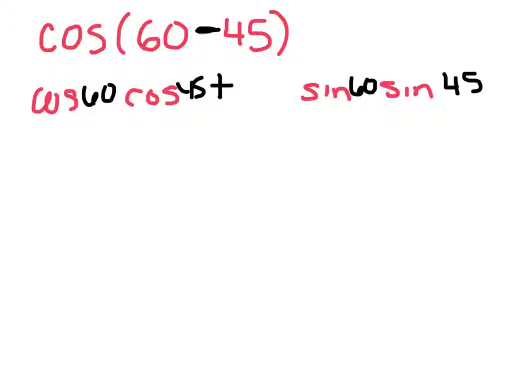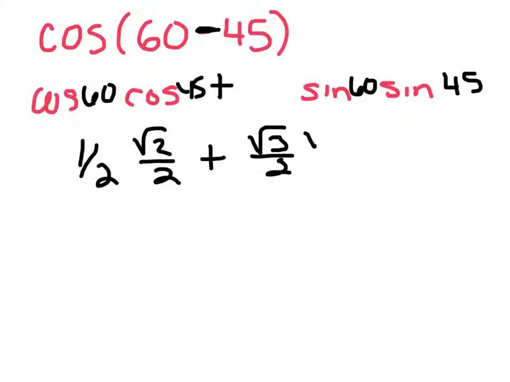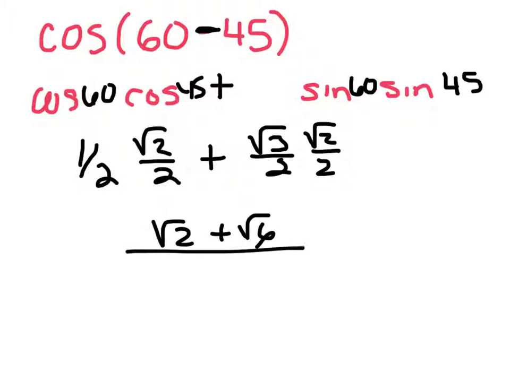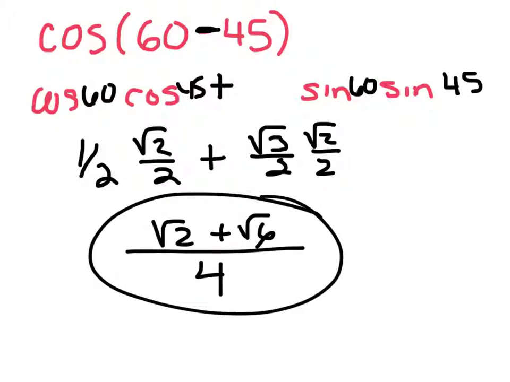And it's, let's see, cosine 60 is a half, cosine 45 is square root 2 over 2, sine 60 is square root 3 over 2, sine 45 is square root 2 over 2. This would be the square root of 2 plus the square root of 6, divided by 4. Didn't mean to pick a problem with the same answer, but you know that happens a lot when you do exact values.